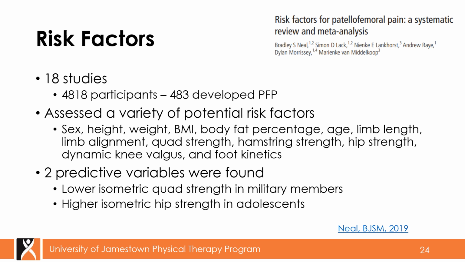The two predictive variables were lower isometric quad strength in military members and higher isometric hip strength in adolescents. Okay, so here they found the same thing as the previous study did, where decreased quad strength is associated or predictive of PFP. It's a risk factor for it.